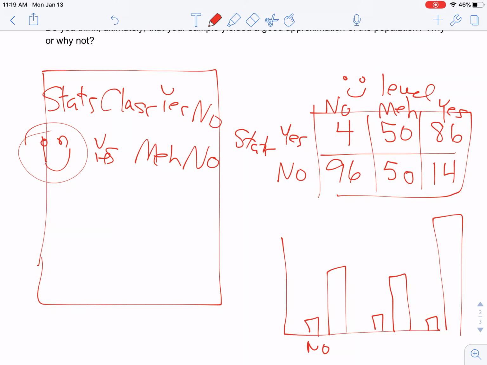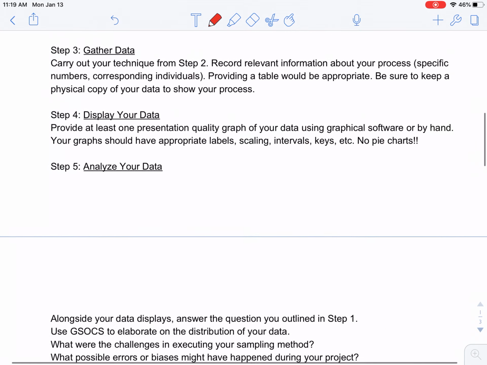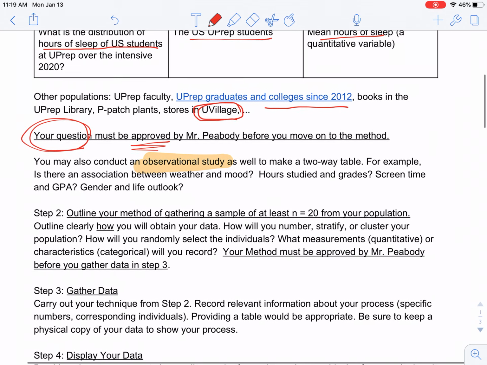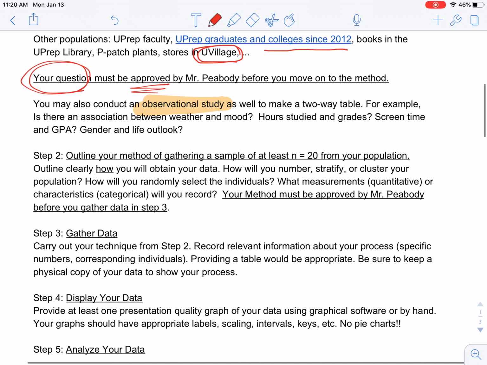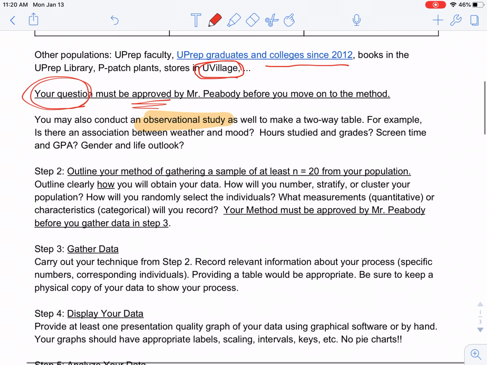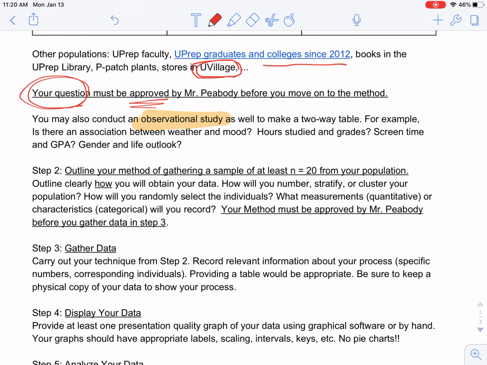You could do that. And you can't just sit outside and ask the people who you see. That's convenience. At one particular time, you should take several different samples in different places so that it's randomized. Anyway, that's an observational study, and that's an option. So for right now, maybe just get started talking to the people who you are teamed up with, and that should be published as well on Schoology, outlining your method of gathering a sample.